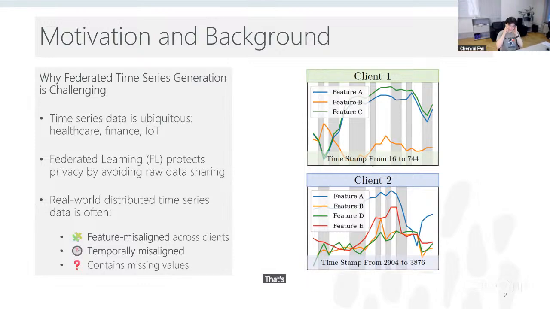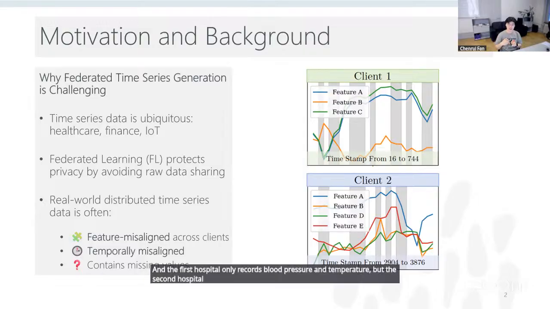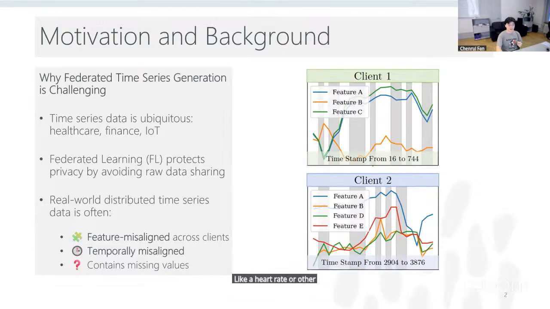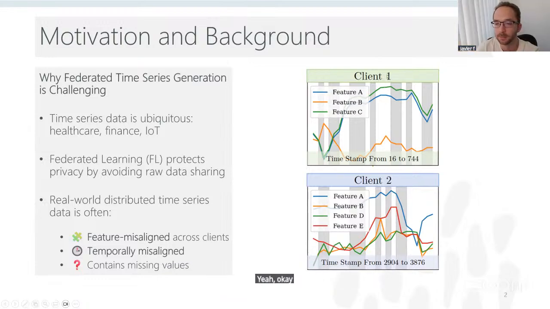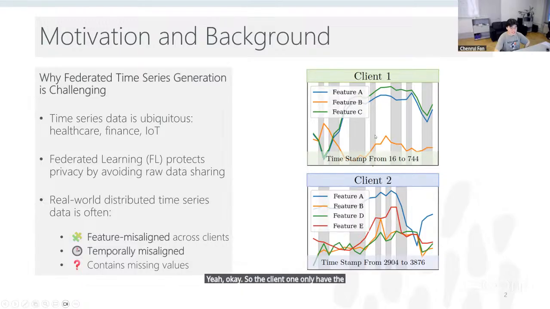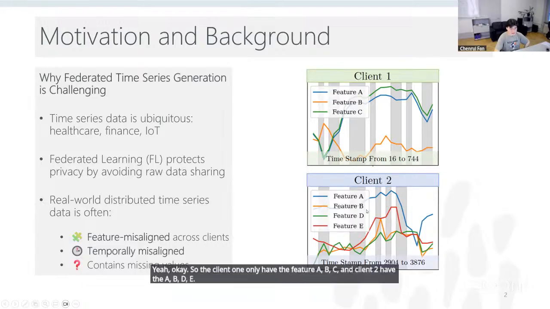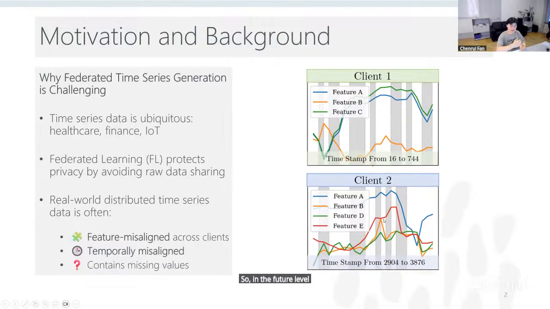That's because, first, feature misalignment occurs when clients select different subsets of features. For example, there are two hospitals, A and B, and the first hospital only records blood pressure and temperature, but the second hospital records heart rate or other information. Here, could you see my cursor? Yeah, we can see it. So client one only has features A, B, C, and client two has A, B, D, E. So at the feature level, they cannot align.